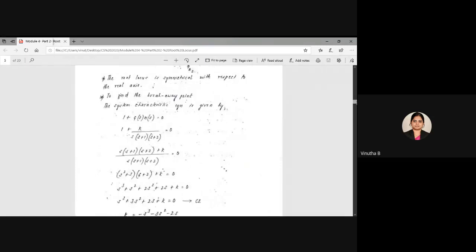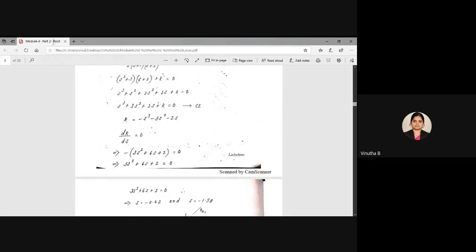Then find out the roots of this equation using the calculator. So you will get s as minus 0.42 and s as minus 1.58. So you are going to get two values. Now out of these two values, you have to find out which is a valid point. What is it that we are doing here? We are finding out the breakaway point, isn't it? And for the breakaway point, you are getting two values, so you have to see which is a valid breakaway point.